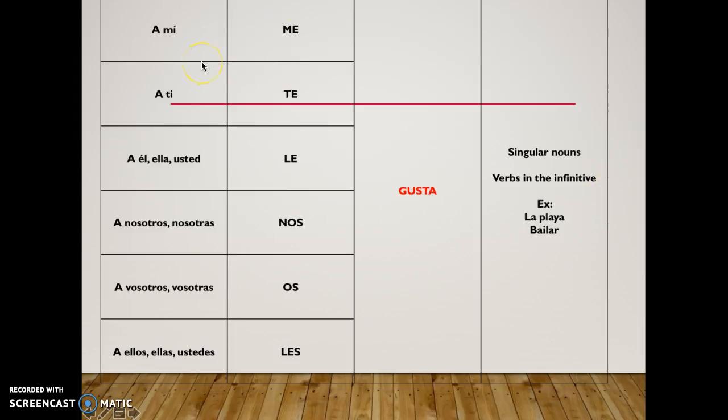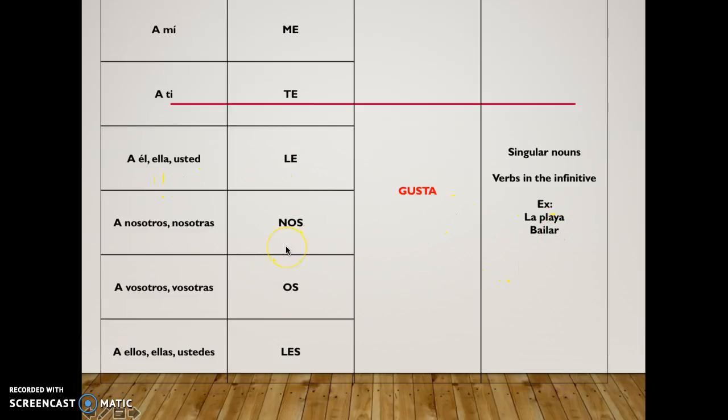And in some situations, you want to specify who really likes it, so you would add in front a and then add whom. So what I want to say right now is I like the book, so I would say a mí me gusta el libro. Let's do this again. You like the beach. A ti, comma, te gusta la playa. Raúl loves to dance, so we would say a Raúl, comma, le gusta bailar.